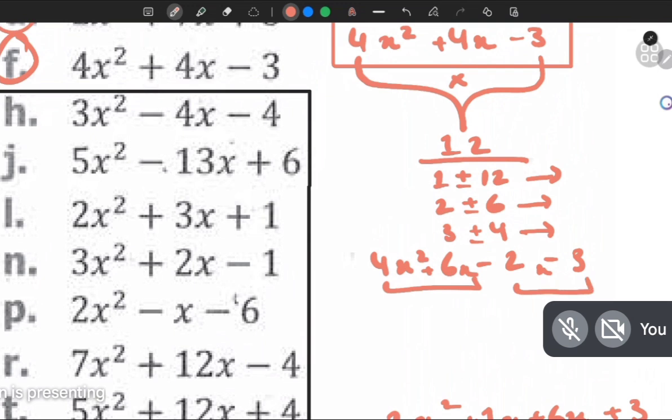Look at these two terms. What will you take common? So 6 and 3. Okay, you want to do 6 and 3, so you take minus 2x here and you take plus 6x here. So what will you take common in these two?